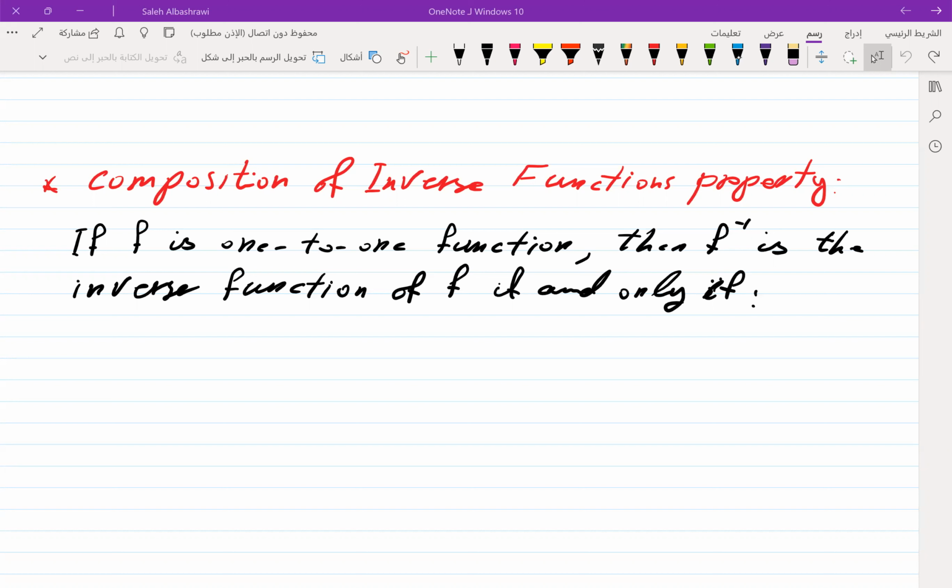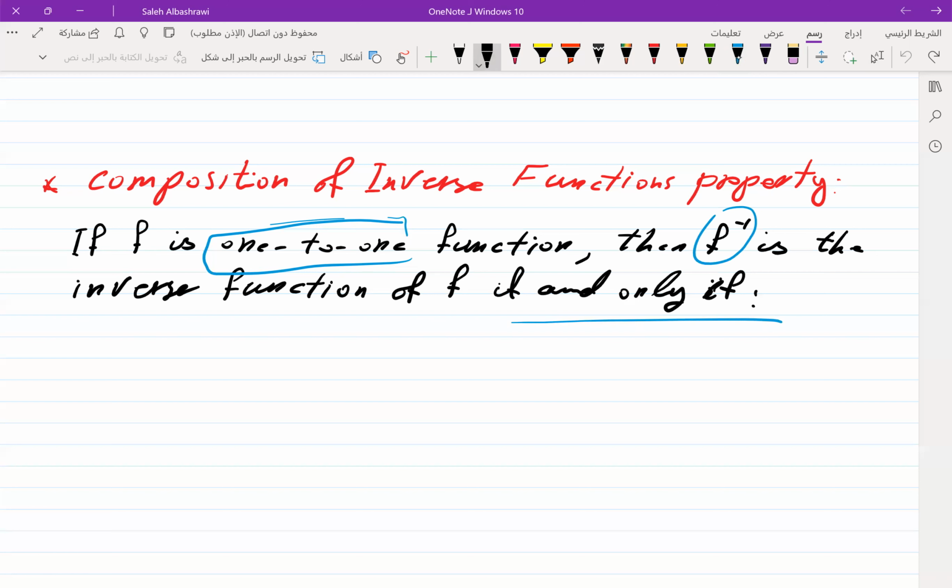Now, we are going to give more detail about the inverse function in this part. We're going to speak about the composition of inverse function property. We said that if f is a one-to-one function, then f to the power minus 1 is the notation for the inverse function. Then f to the power minus 1 is the inverse function of f if and only if two conditions are satisfied.